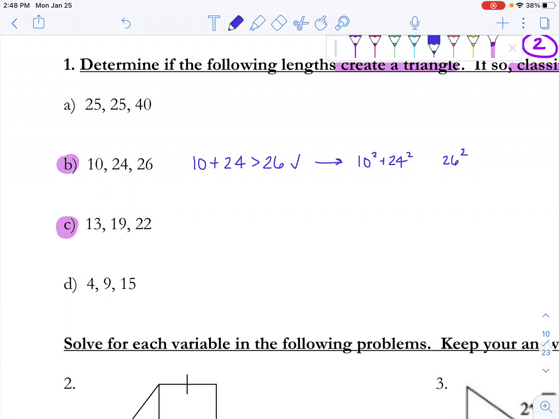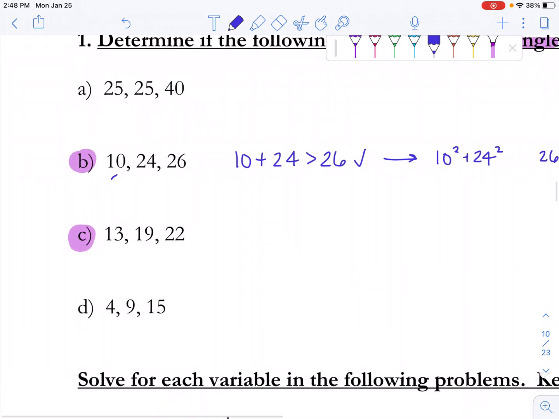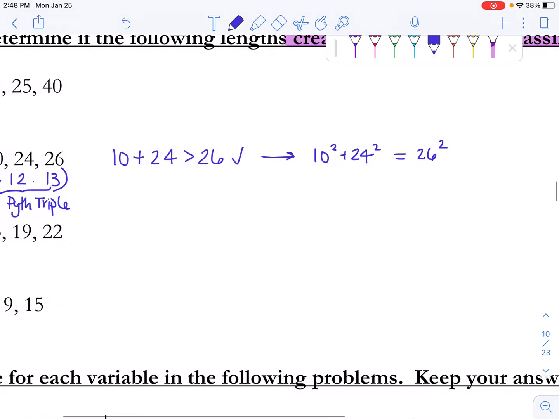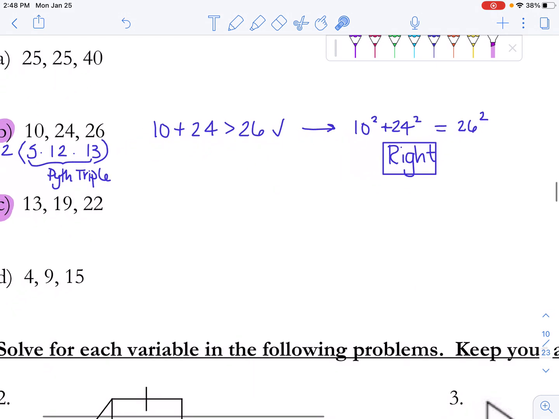Now I don't need to actually do that because 10, 24, 26 is a 5, 12, 13 right triangle that's being multiplied by 2. So since this is a Pythagorean triple, I already know that this is going to be a right triangle. I don't actually have to calculate it because it's a multiple of a right triangle. I know it's going to be another right triangle. If you didn't see that, then of course you could calculate the sum and see that it does in fact equal the same as 26 squared.